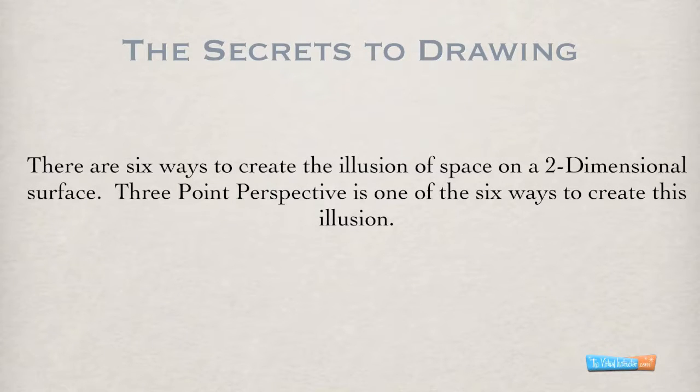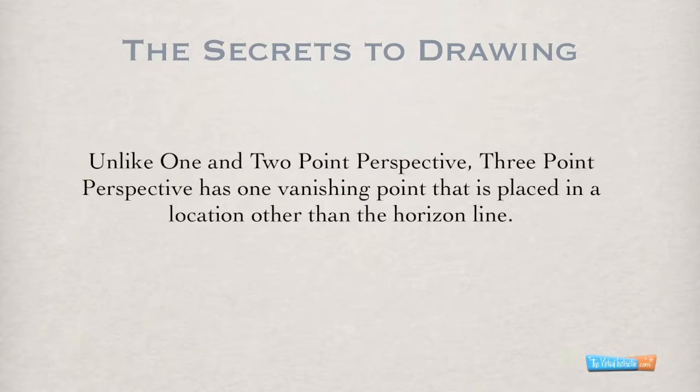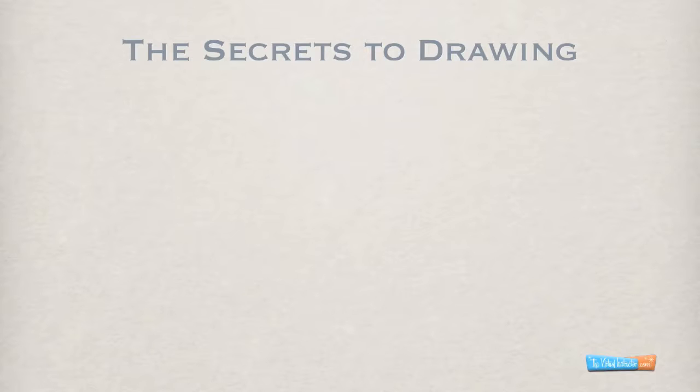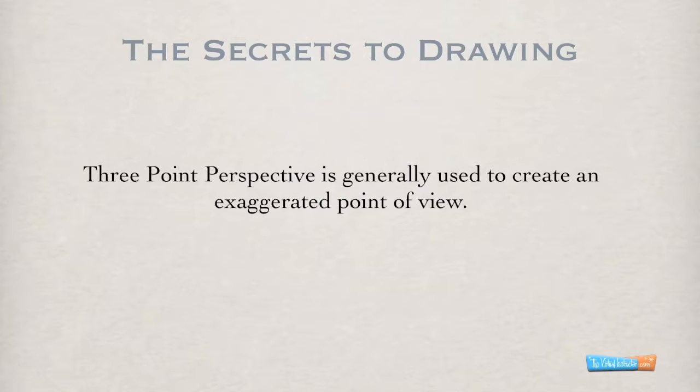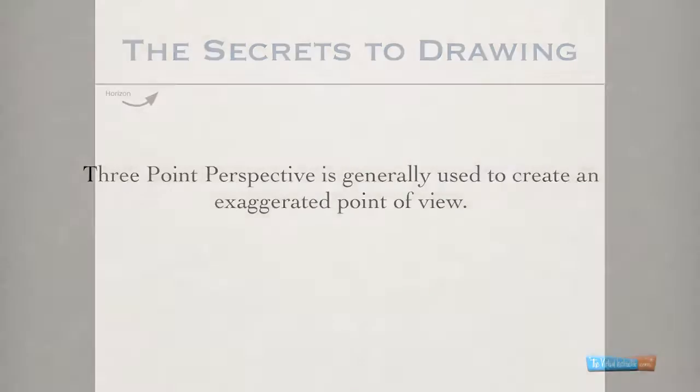Remember, there are 6 ways to create the illusion of space on a two-dimensional surface. Three-point perspective is one of the 6 ways to create this illusion. Remember, unlike one- and two-point perspective, three-point perspective has one vanishing point that is placed in a location other than on the horizon line. Three-point perspective is generally used to create an exaggerated point of view. So let's take a look at it.